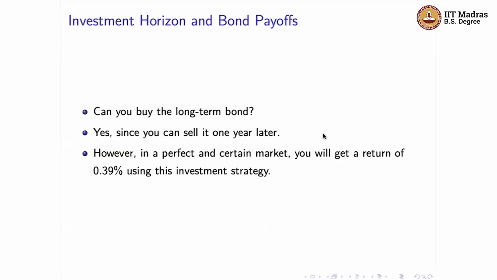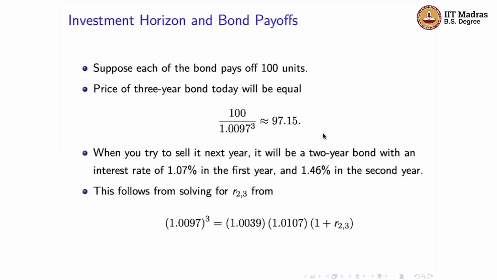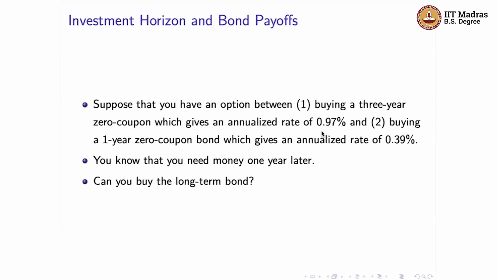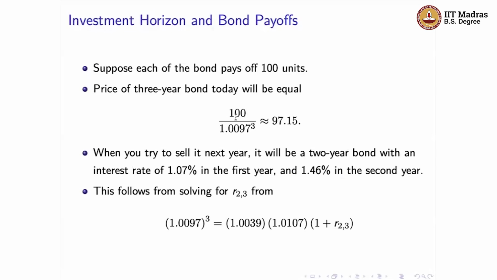Let's take a look at these numbers to verify that what we just said is correct. Let's consider the case where each bond has a payoff of 100 units. The 3 year bond pays off 100 units at the end of 3 years, and the 1 year bond pays off 100 units at the end of the first year. So what would be the price of the 3 year bond today? We can use the annualized rate, 0.97%, paid off after 3 years.